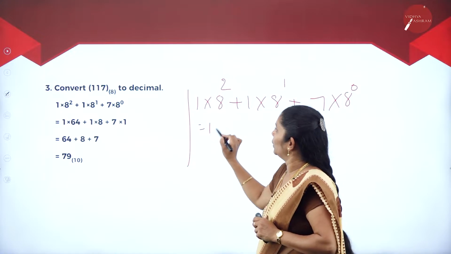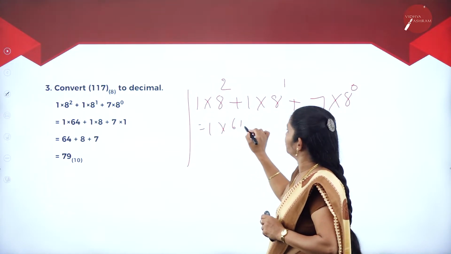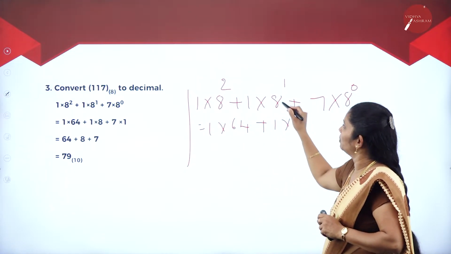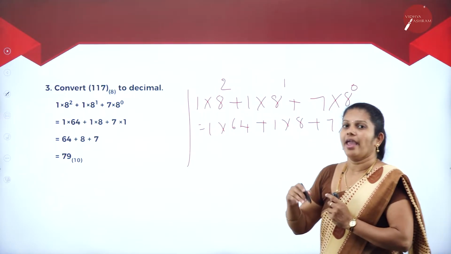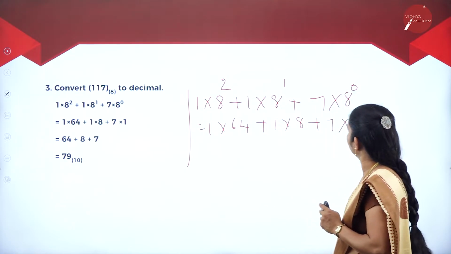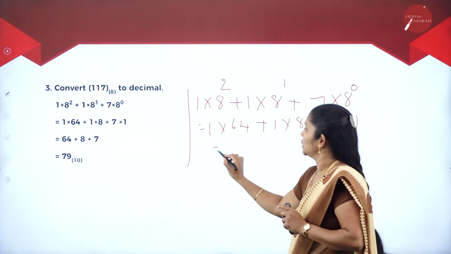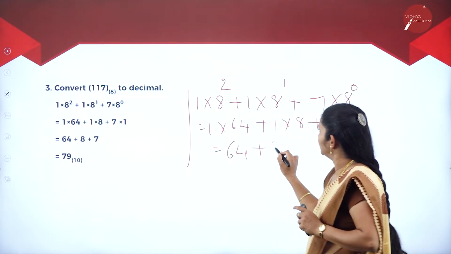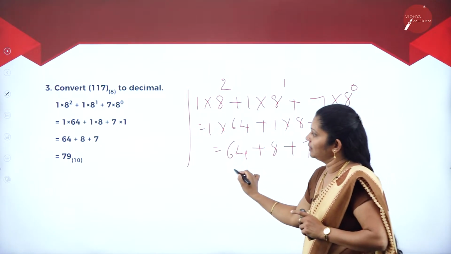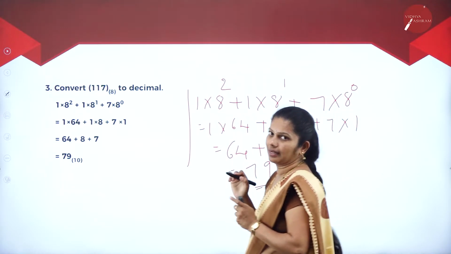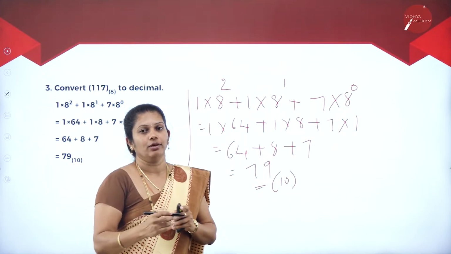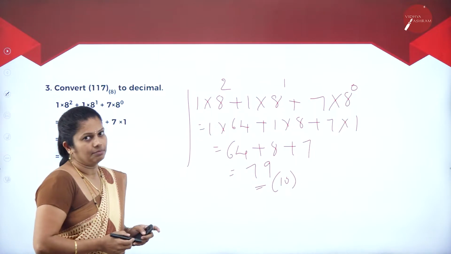When you calculate this, 1 into 8 square that is 64 plus 1 into 8 to the power of 1 is 8 only plus 7 into 8 to the power of 0. Any number if the power is 0, then the value is 1 here. Then that is equal to 64 plus 8 plus 7. That is equal to 79. Like this, you have to calculate. You have to convert the given octal number to a decimal number.